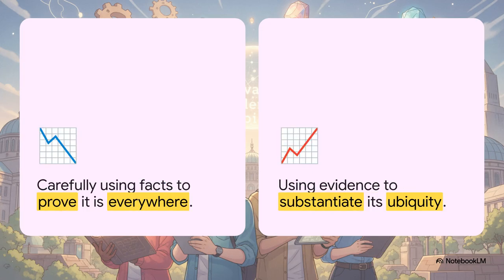Now let's tackle wordiness. Listen to this. The writer is very careful to use facts to prove that the problem is found everywhere. Kind of a mouthful, right? Contrast that clunky phrase, found everywhere, with a much sharper alternative. The writer meticulously employs empirical evidence to substantiate the ubiquity of the issue. It's tight, it's academic, and it is devastatingly precise.